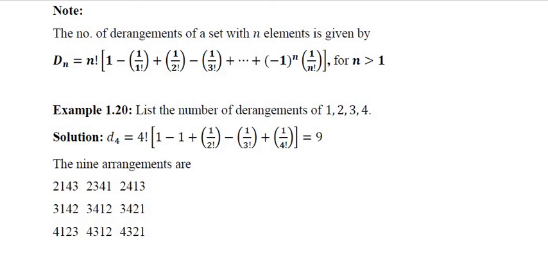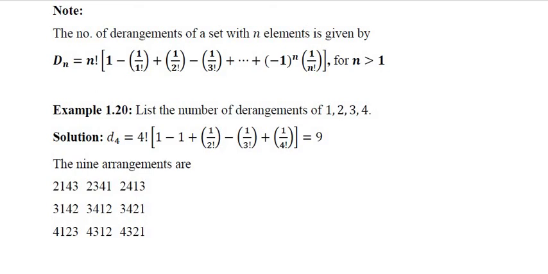So let's move to the next question, that is list the number of D arrangements of 1, 2, 3 and 4 there. First of all we have to know how many arrangements this set can have. Since there are only 4 elements, we have to find what D4 is. Sorry, I made a mistake there. It is not small letter d, it is denoted by capital letter D. So capital D4 is equal to 4 factorial into 1 minus 1 by 1 factorial plus 1 by 2 factorial minus 1 by 3 factorial plus 1 by 4 factorial, which is equal to 9 there. So we have to make sure that there are 9 arrangements possible from this set there.